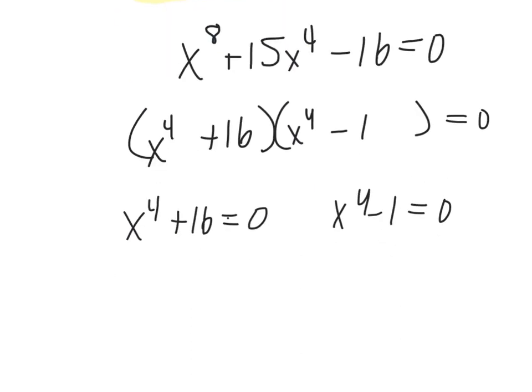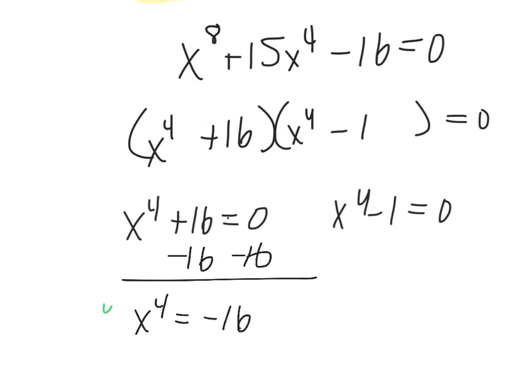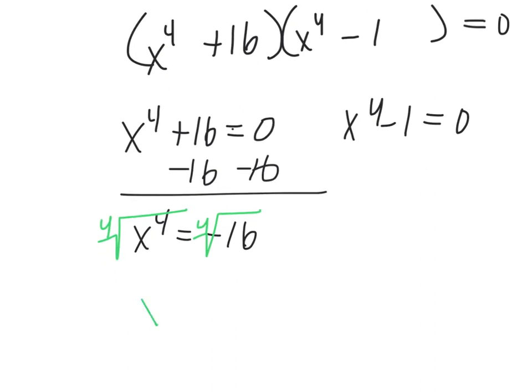All right. If I solve this, I'm going to subtract 16 from both sides, correct? So I have x to the 4th equals negative 16. Take the 4th root. Guys, can you take the square root of a negative number? No. Can you take the 4th root of a negative number? No. I would have here x equals plus or minus 2i.